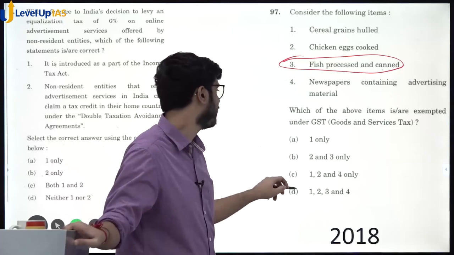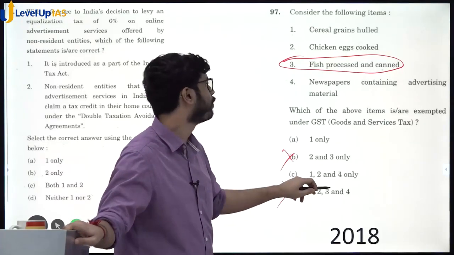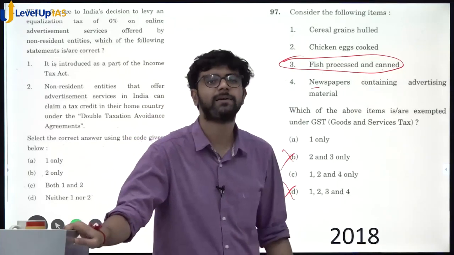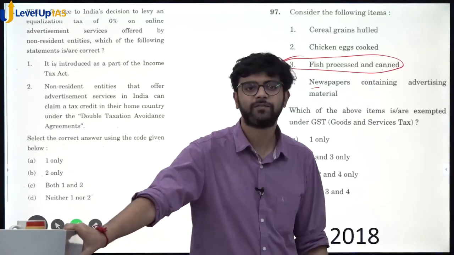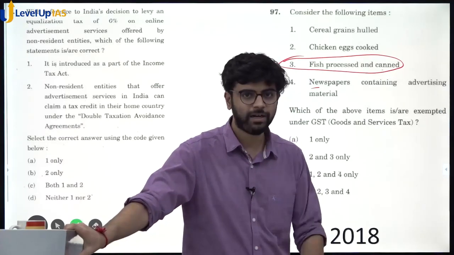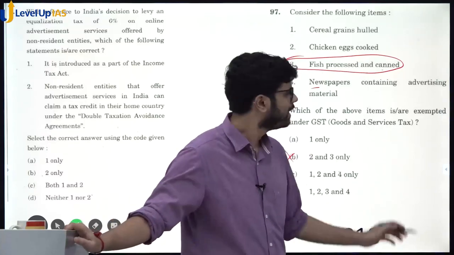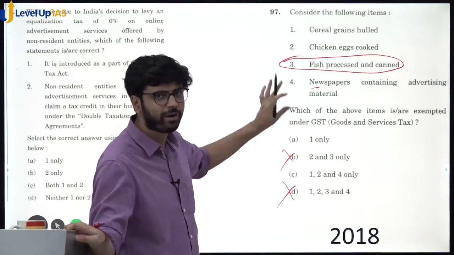So, process 3 hai. Three gone. Answer is 1 or 1, 2 and 4. Newspapers do not have GST. See, they are saying exempt under GST. Exempt matlab they are at zero rate. I distinguished it for you. Zero and exempt goods which are not covered under GST. Here they are asking generally, ki kya hai? Theek hai, are you getting this?